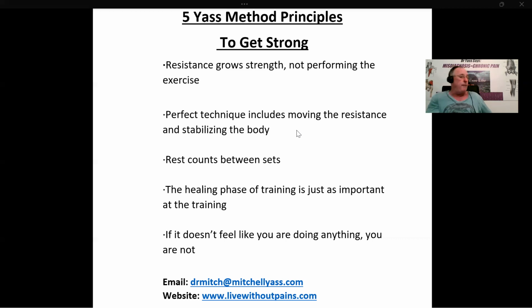It's very, very important. If you're looking to get strong, these are all critical factors that, if not followed, is probably impeding your ability to get strong. Now, this one I think is kind of interesting.